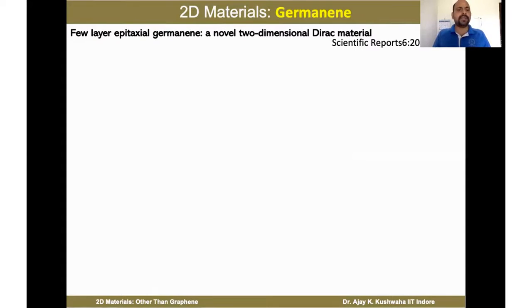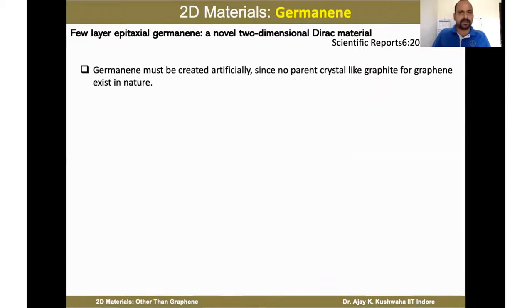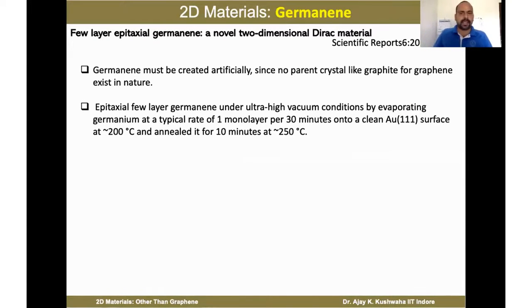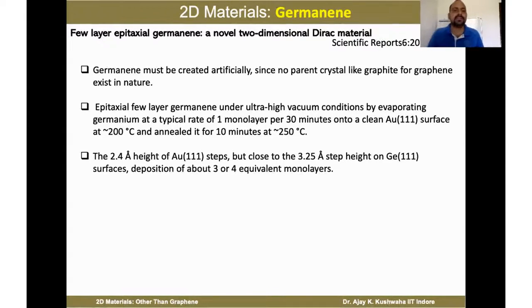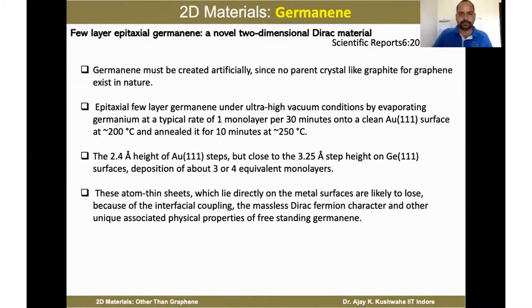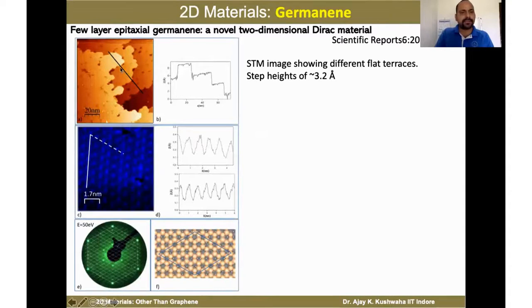This is another paper where they have grown few layer epitaxial germanene, a novel two-dimensional material. In this structure, again it was grown in very high vacuum conditions. Here they have used gold in place of platinum, and the synthesis was done at 250 degrees Celsius. This study shows the height of the gold atom was around 2.4 angstrom, while the height of the germanium step is almost 3.25 angstrom. The atom thin sheet was achieved, which lies directly on the metal surface and is likely to lose coupling because the interfacial coupling is not so great. The massless Dirac fermion character and other unique physical properties of freestanding germanene were investigated. Here you can see figure A.